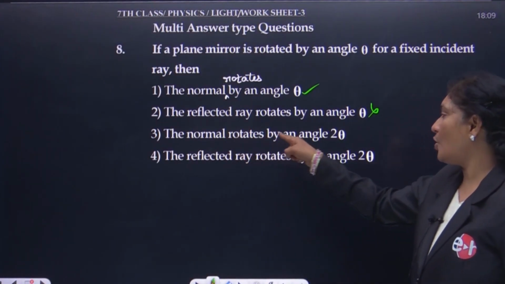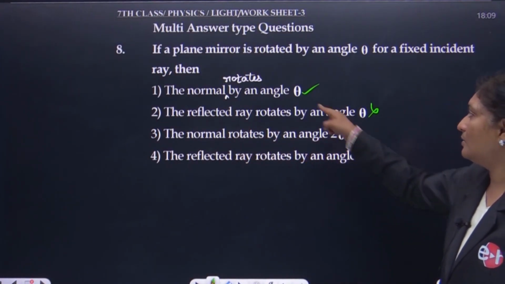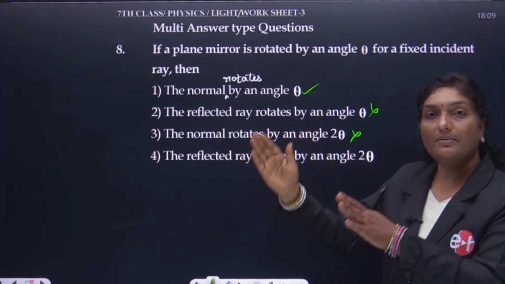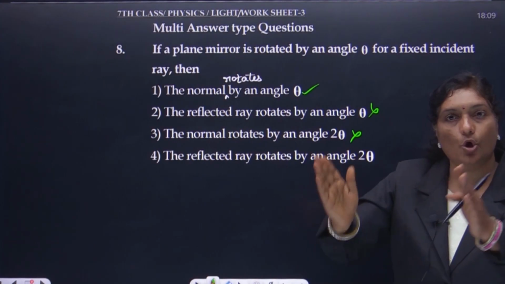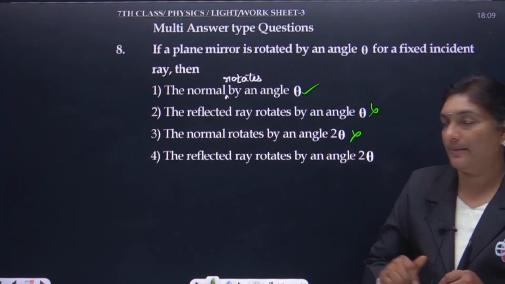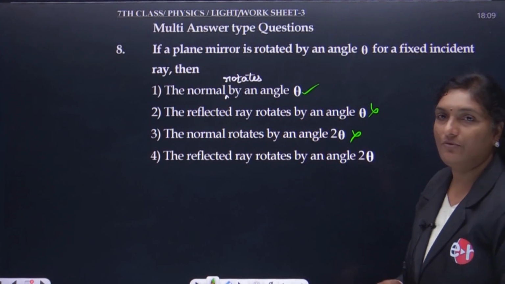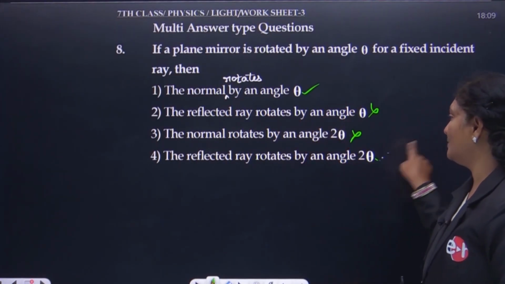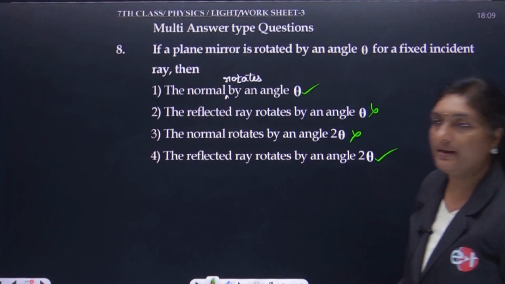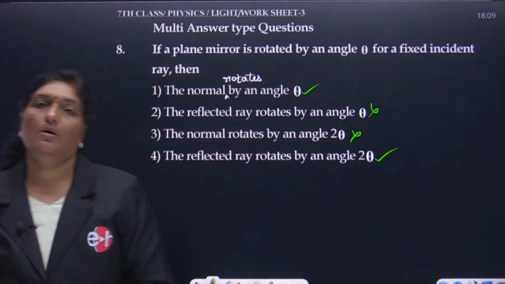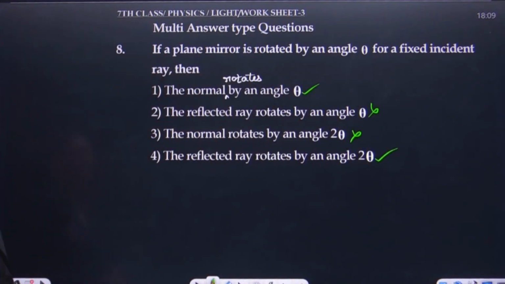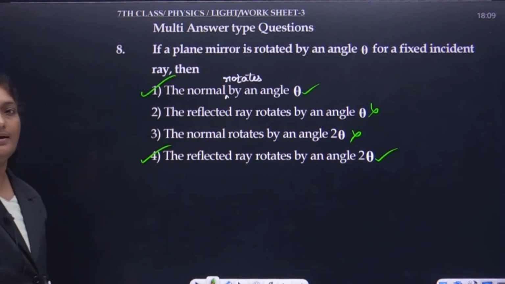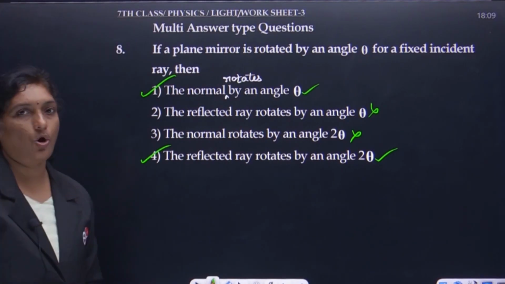Here it was given that normal ray rotates by an angle 2 theta. No, because just now we have discussed that the normal ray, whenever mirror rotates by an angle theta, normal also rotates by an angle theta. So if this is true, this must be false. And the reflected ray must rotate by an angle 2 theta. That's true. Clear? So we observe two statements are true. That is the first one as well as fourth one. Both are true. Hence we have two correct options.